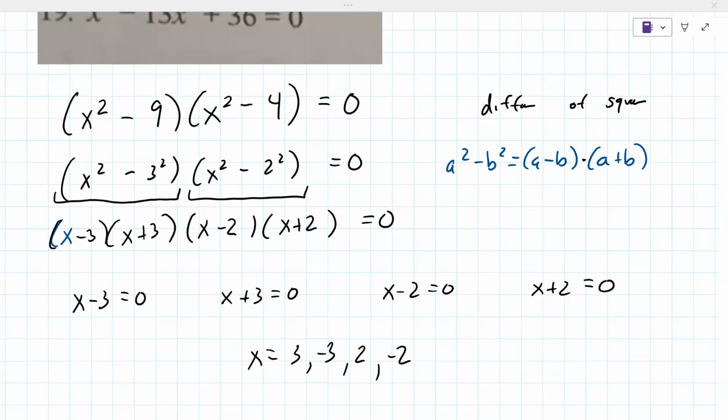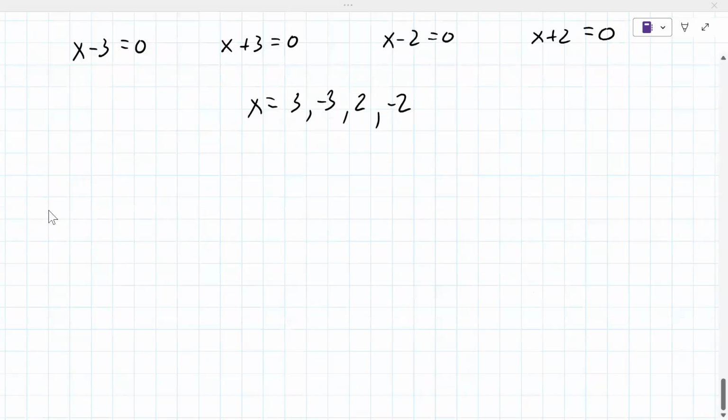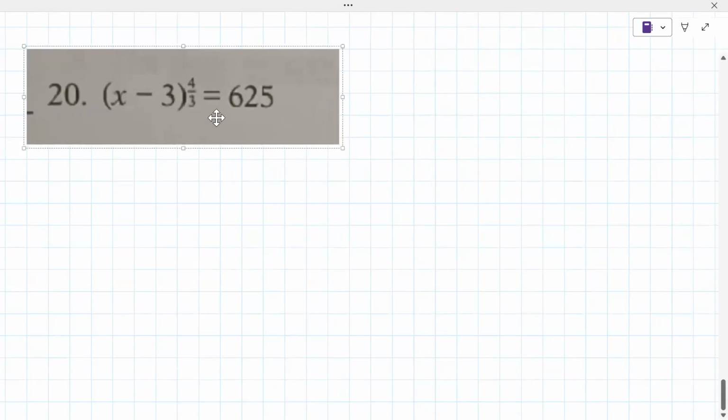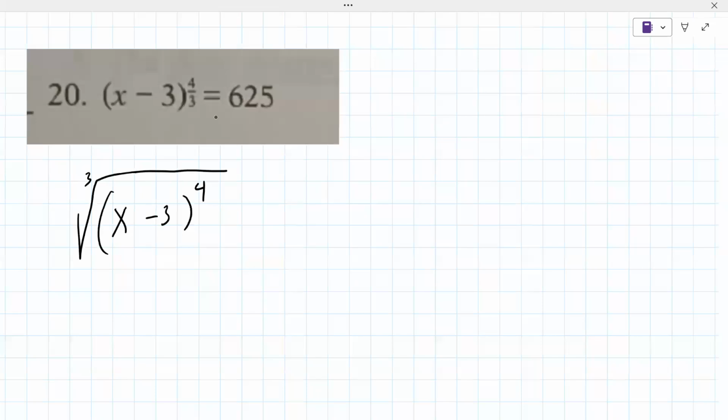I'll put that down here. All right, so number 20, kind of a new problem for us. So this is actually the cube root of x minus 3 to the power of 4. And 625 can be written a couple of ways. It can be written as 5 to the power of 4. Actually, that is the only way. So we'll go with that.